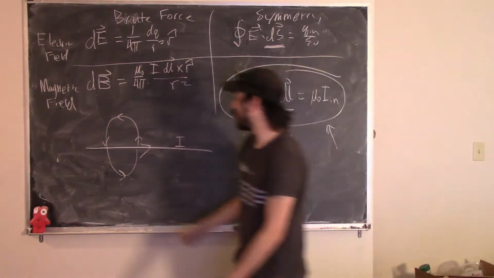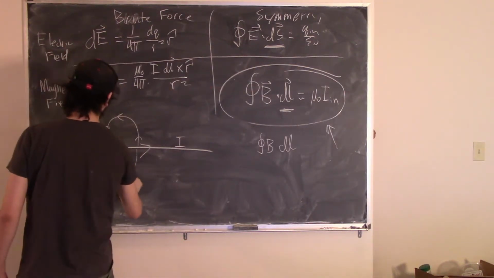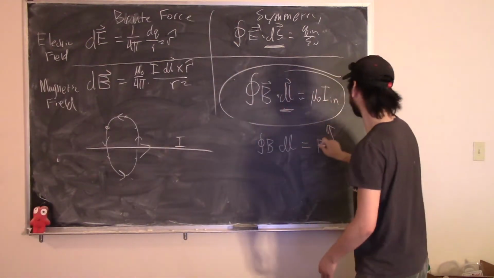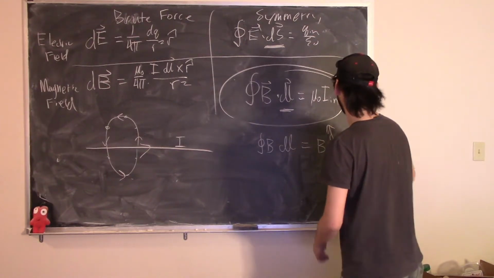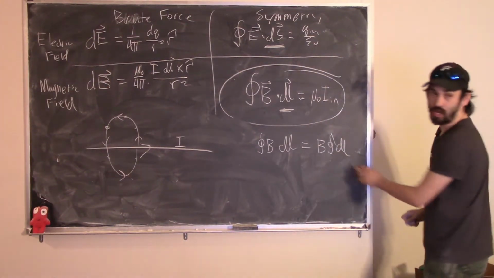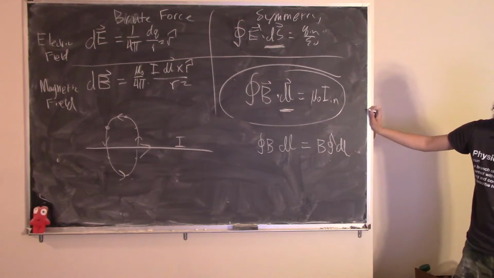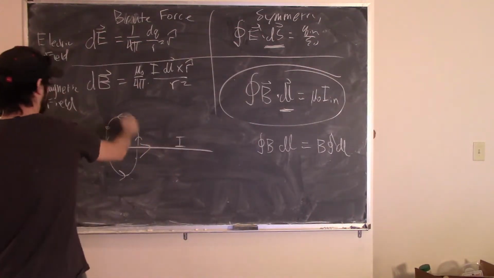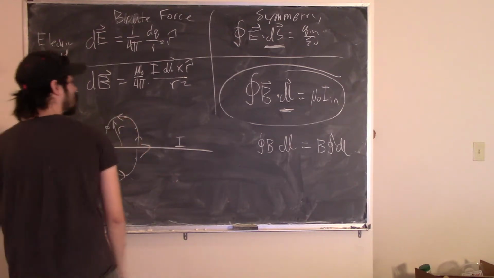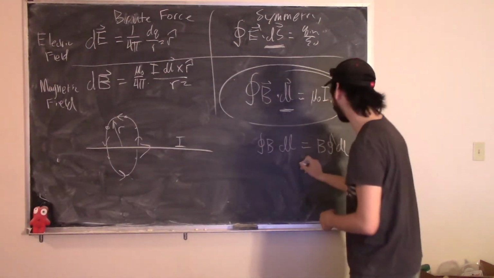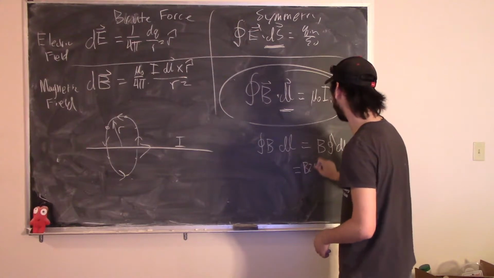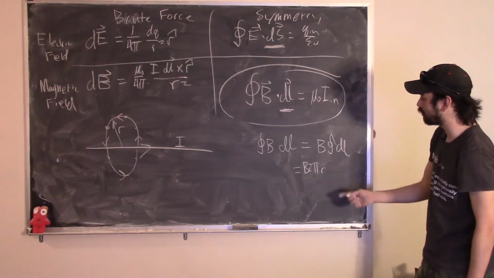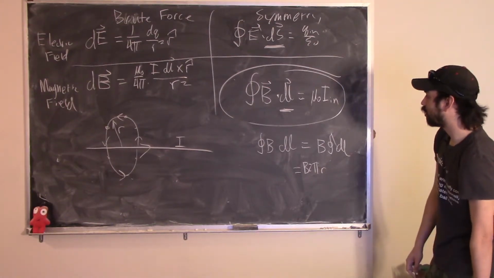B is going to have the same value at every point on this loop, which means I can pull it outside the integral: B times the integral of dl. And the integral of dl is just going to be the total length of the loop. Here, this is just some circle with radius r, and so the total length of the loop is just the circumference. So this is B times 2 pi r.